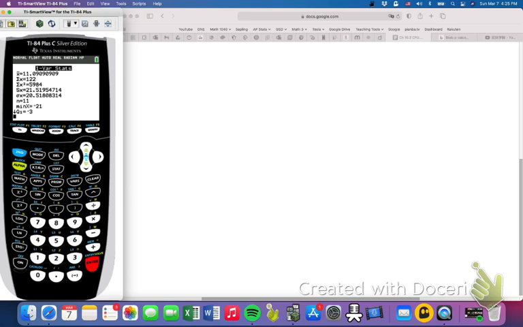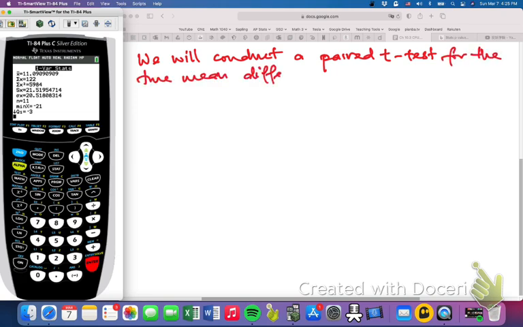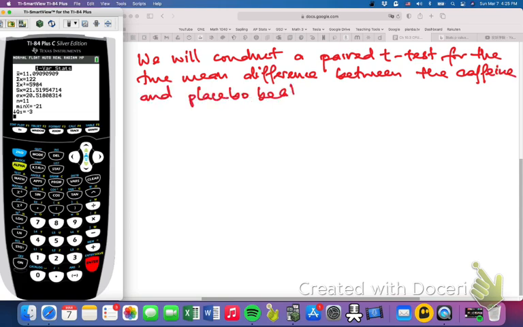So state the test, right? So we will conduct, what kind of test are we looking at? A paired t-test, right? A paired t-test because it's a matched pair. Paired t-test for the true mean difference between the caffeine and placebo, in beats per 2 minutes.